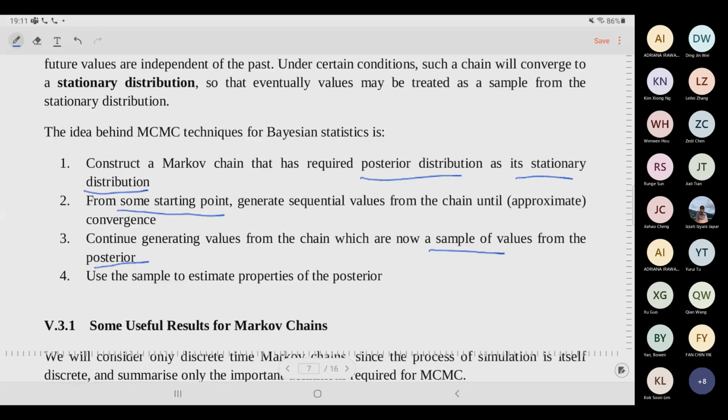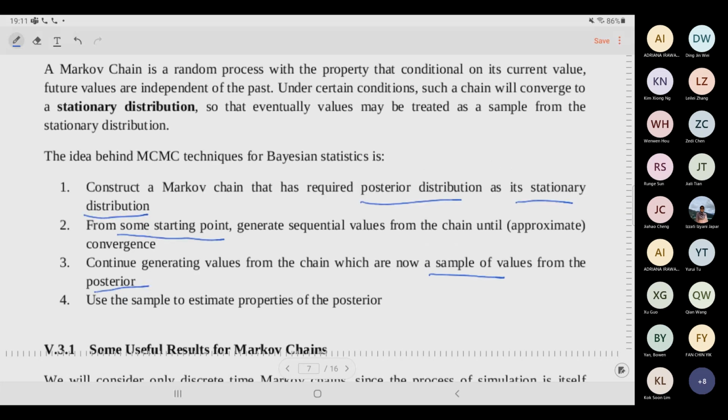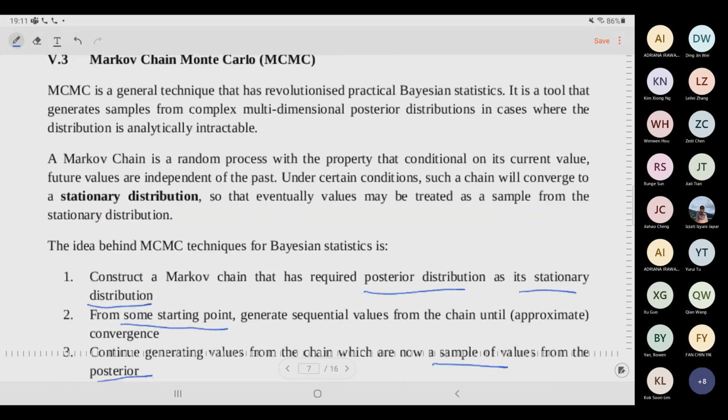For example, the mean, the interval, and so on. So all of this means that you have to build this MCMC such that it will converge, and the convergence is towards the posterior that we want. So that is the main idea behind the MCMC.